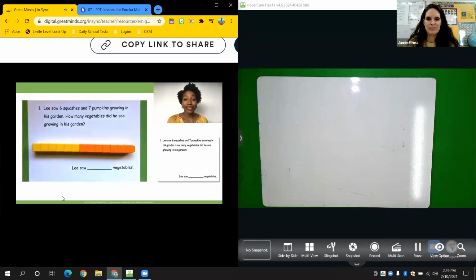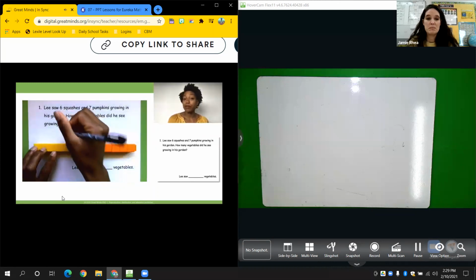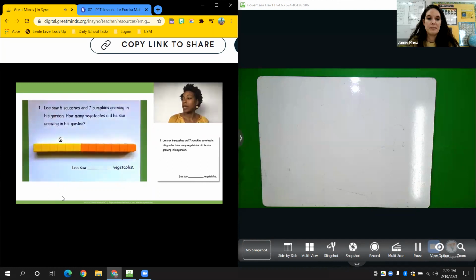Now, mathematician, how could I label these so I could keep track? Could we say 6 and 7? Well, I can put a number. So I know it's 6. I don't have to count every time. And at the bottom, I can put an S for squash.